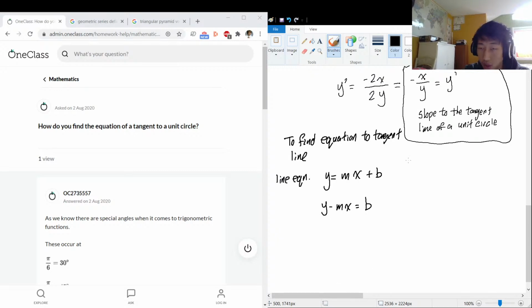And inside of m, we can sub in our derivative that we found previously right here. So that can be y minus negative x over y of x is equal to b. Or we can rewrite that as equal to a y plus x squared over y. This will be our b value.